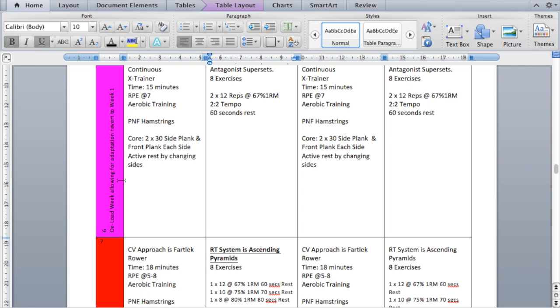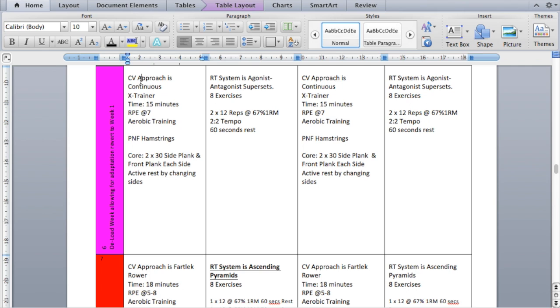The reason I've done it is to allow for adaptation. So if my client was after putting on some muscular size or some hypertrophy, if I just make the workouts harder and harder and harder every single week, the likelihood is the client will get an injury or they will overtrain and not achieve their goal.